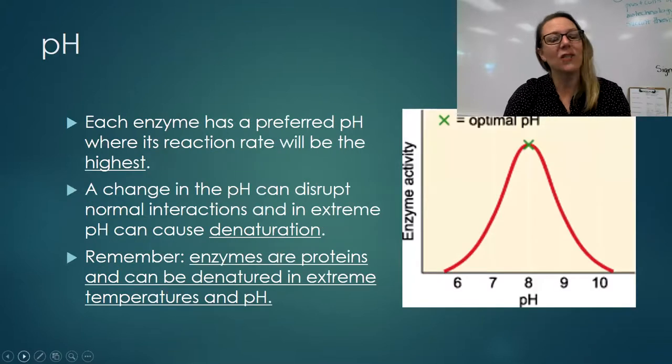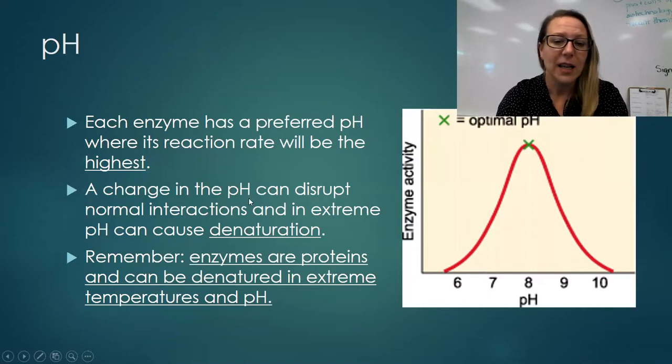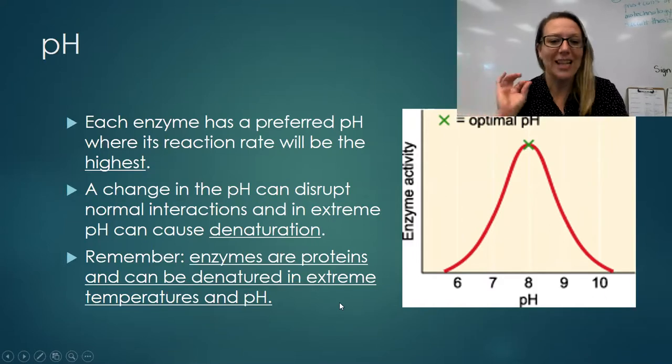pH. pH is very similar to temperature. Each enzyme has a preferred pH level where its reaction rate is the highest. If you change the pH, it can change the interactions and can also lead to denaturation. Remember, enzymes are proteins and can be denatured in extreme temperatures and pH.